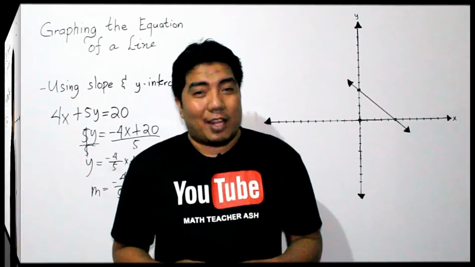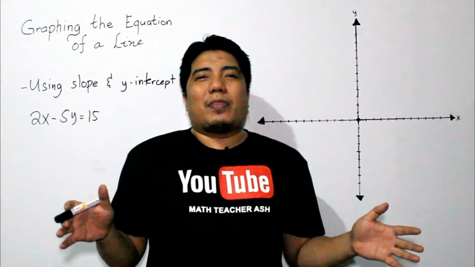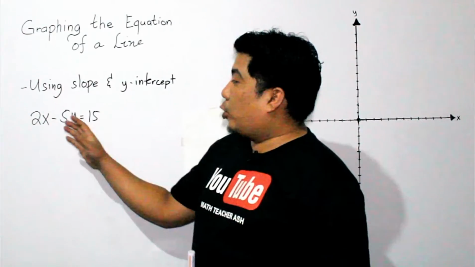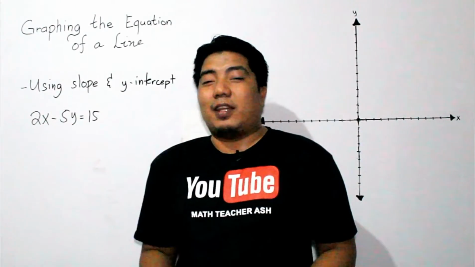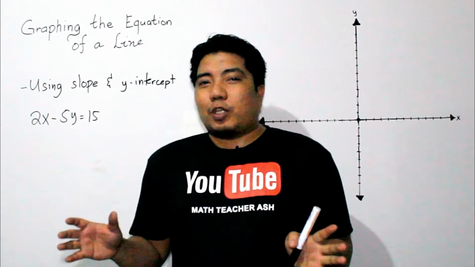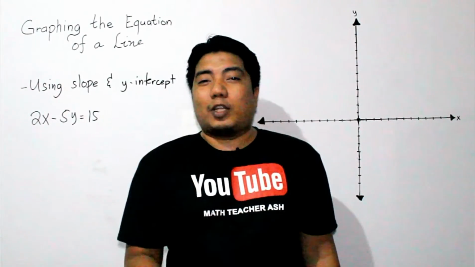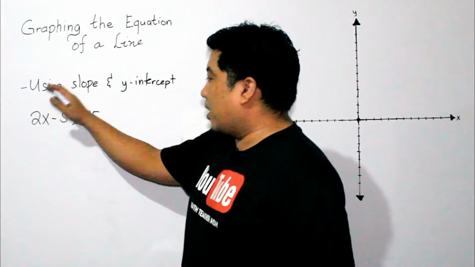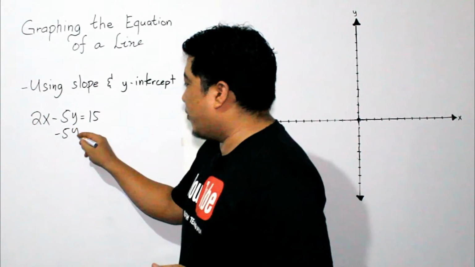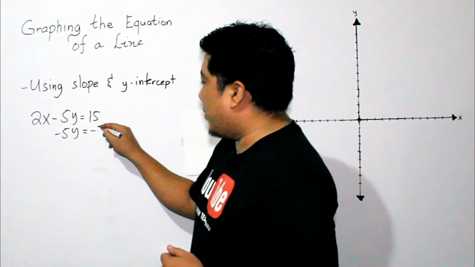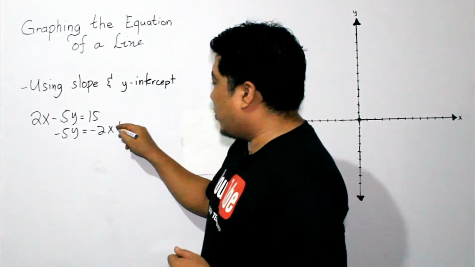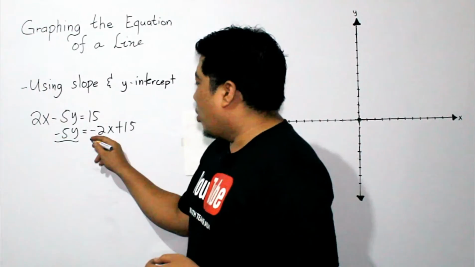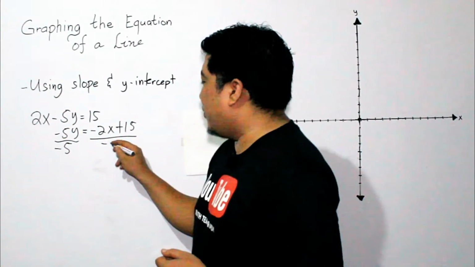Now, let's consider another example. Okay, math learners, for our next example, using the slope and y-intercept, we have here 2x minus 5y is equal to 15. Again, if your equation is given in the standard form, what you can do is you change it to your slope-intercept form. By transposing, we have negative 5y. Our 2x will become negative 2x. Our 15 will become positive 15 because we did not change that. And then we divide the whole equation by negative 5.